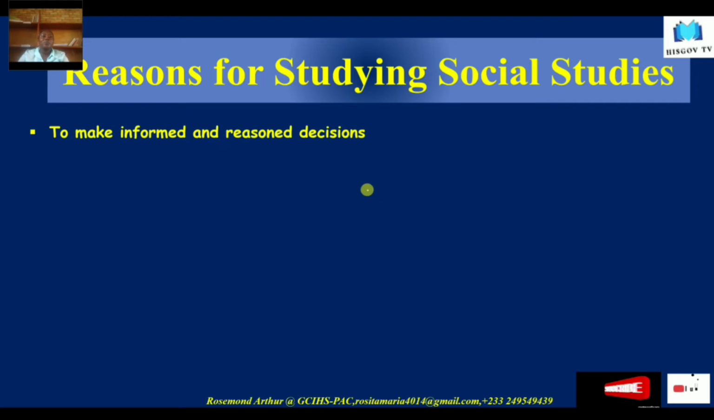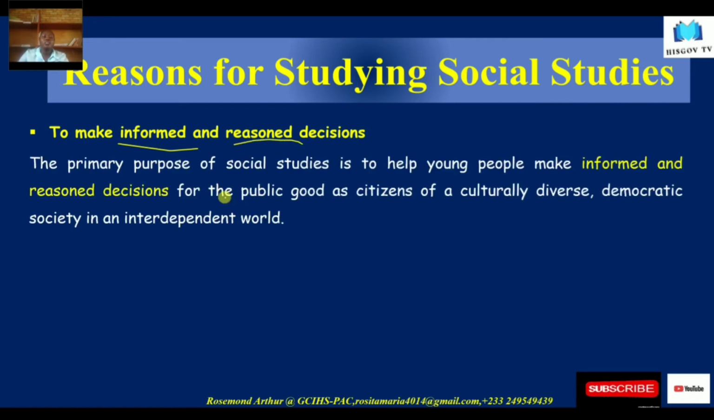So let's move on to the main business for today. And then one reason why we study social studies is to make informed and reasoned decisions. So the primary purpose of social studies is to help young people make informed and reasoned decisions for the public good as citizens of a culturally diverse democratic society in an independent world.